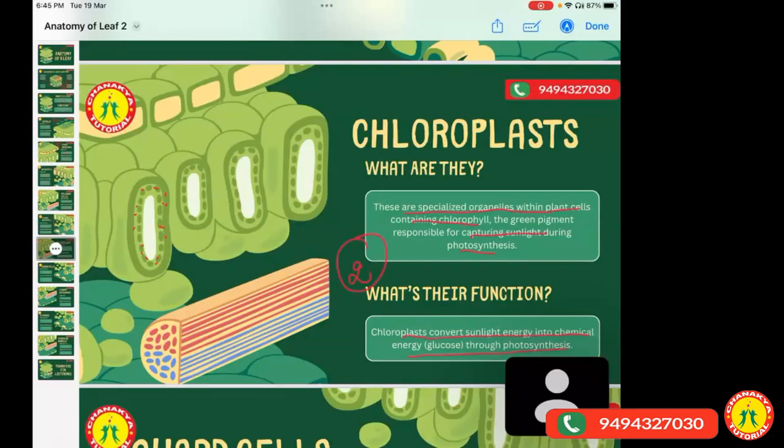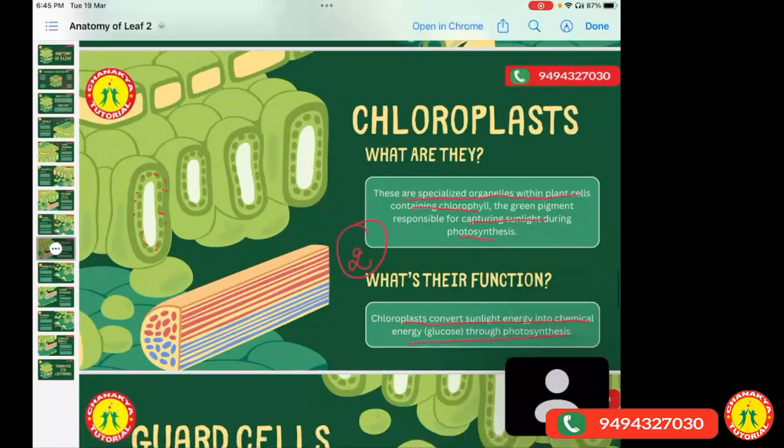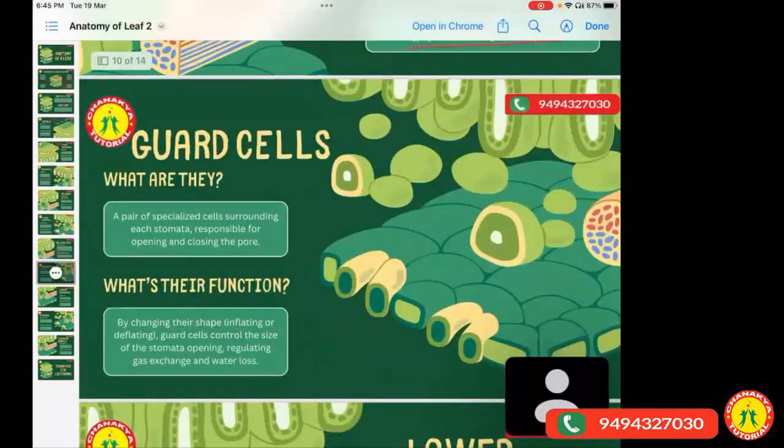So this is the major function of the chloroplast, that is to convert the sunlight energy into the chemical energy during the photosynthesis process. Then the next one are the guard cells. A pair of specialized cells, like you can see here, basically in a pair they are present, right? They are the pair of specialized cells surrounding each stomata, responsible for opening and closing the pores.